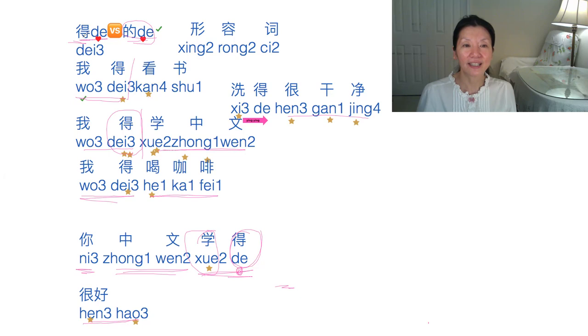Today we learned a character with two pronunciations. I think you already know this one, dei. The number three means the third tone. Dei, must, have to. Put it where? Before the verb. 喝 coffee, 喝 is a verb, to drink. 学 is the word for study. 我得学中文. 学 is a verb; before the verb we pronounce dei, must, have to.